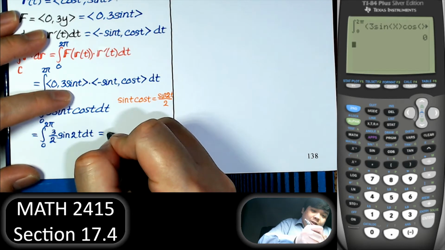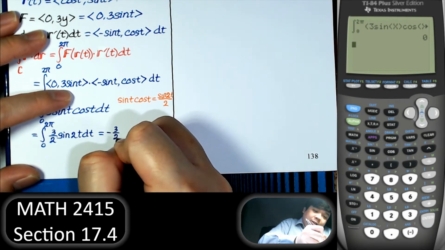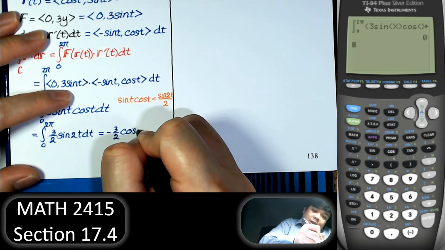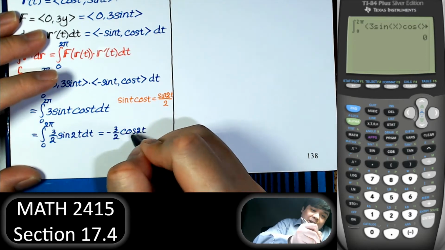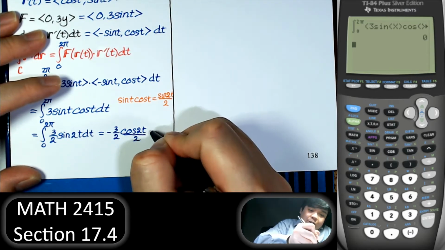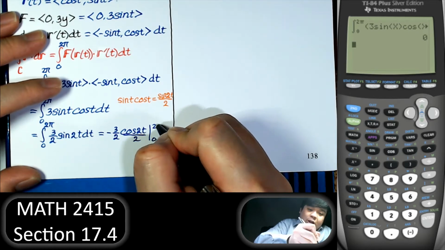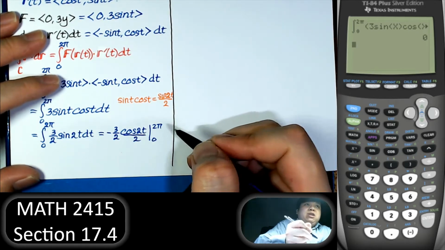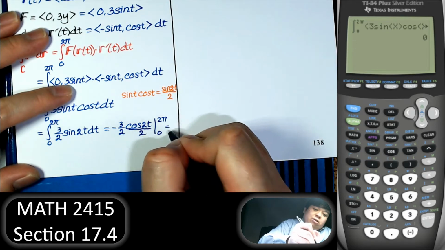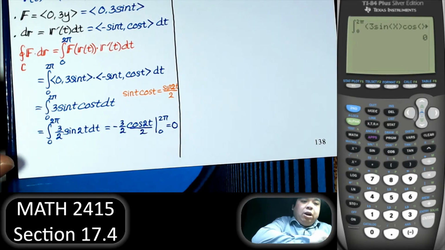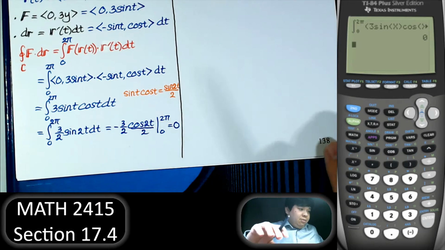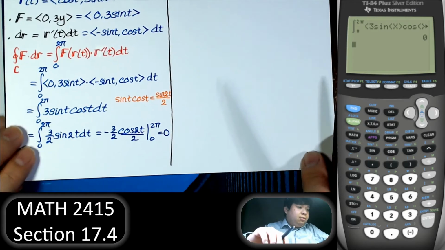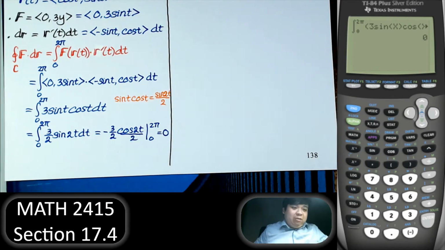And the integral is negative 3/2 cosine of 2t divided by 2, all from 0 to 2 pi. If I put 0 and 2 pi here, we have the same value, so that's why this is equal to 0. Actually, we should have a much better example than this, but that's fine, we have plenty of examples. So that is one way to do it.